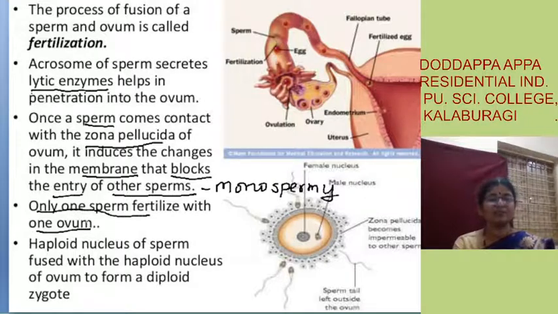Suppose, imagine if two sperm fertilize the ovum, what will happen? What will happen to the chromosome number? And imagine the individual which is produced after that accident, you can say. It is not possible. Fine. Now, the haploid nucleus of the sperm fuses with the haploid nucleus of the ovum to form the zygote.